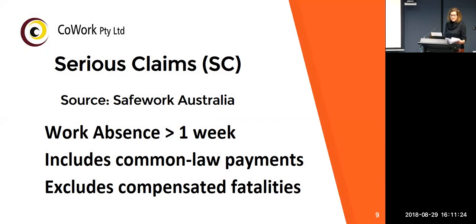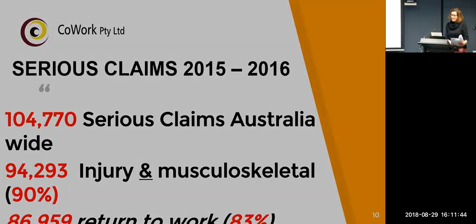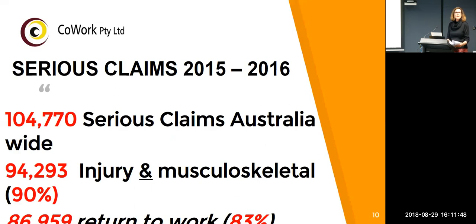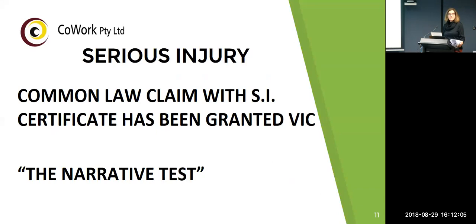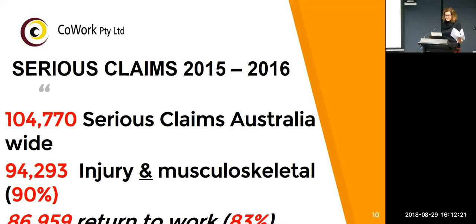I want to talk to you a little bit about serious claims. A serious claim is an accepted workers' compensation claim that results in a total absence from work of one full working week or more. It includes common law payments and it excludes compensated fatalities. In the year 2015-16, there were 104,770 serious claims Australia-wide. Of those, 90% were injury and musculoskeletal, and 94,000 returned to work. 17% of the 104,000 did not return to work in that year. So it's 17,000.